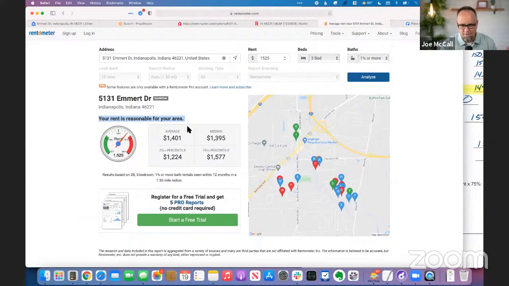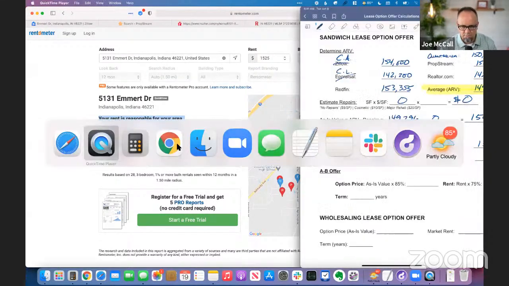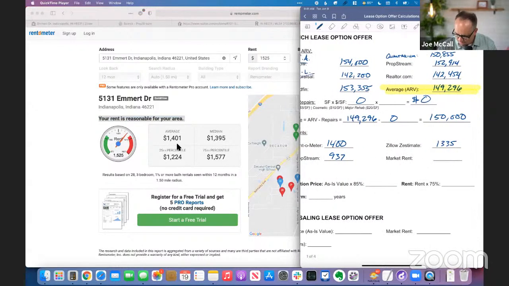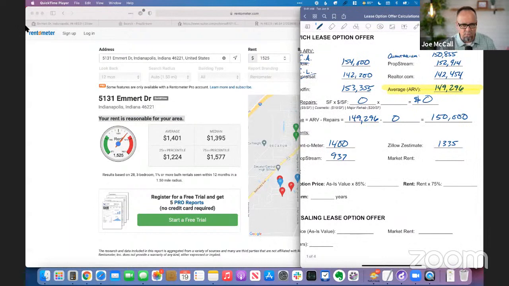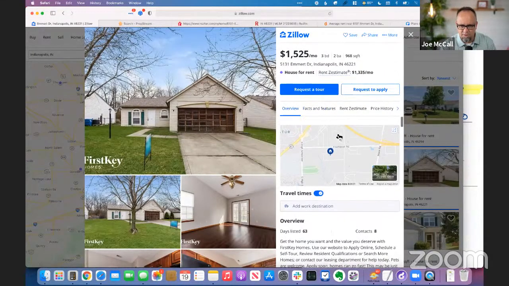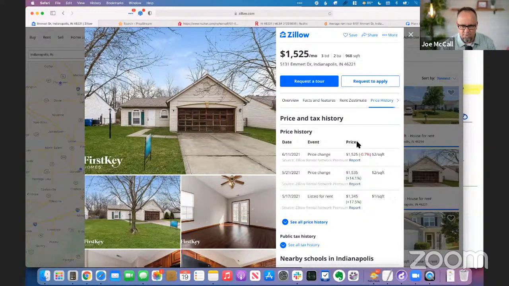So here we are. They're saying the average is 1,400. Back to my screen here. Let's just put 1,400. Now, the rent that they're asking for is 1,525. And sometimes you can go in here and see a price history, and you can see previously what they asked for in rent. Now this is weird. They listed for 1,345 in May, then they bumped it up, and then they dropped it.